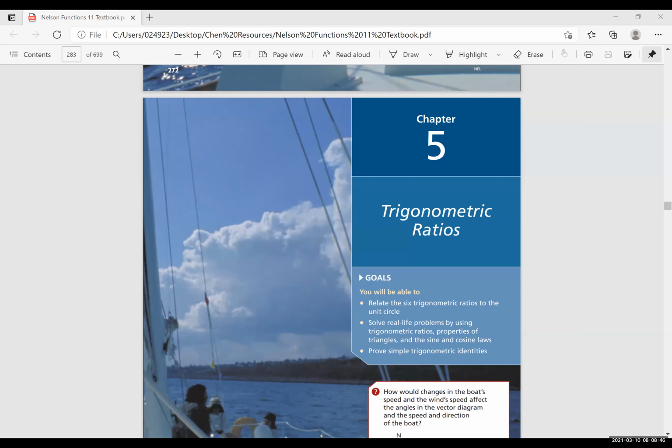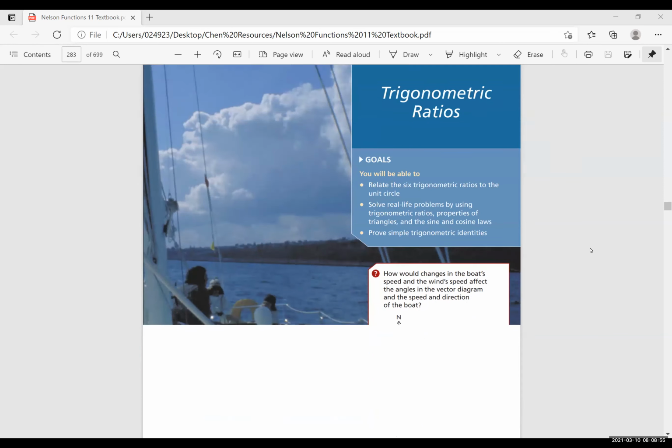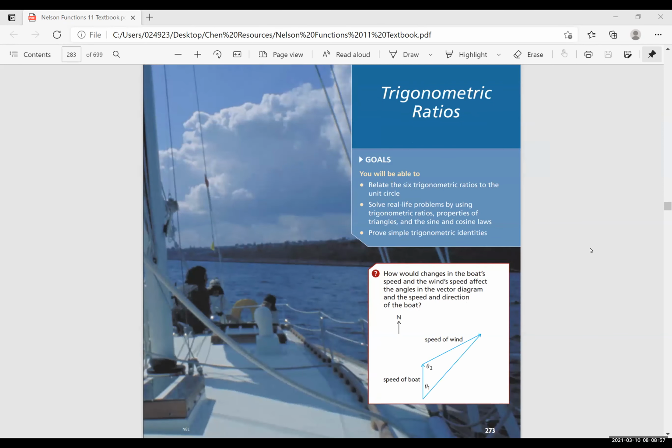In this video, what we're going to do is continue on with our new lesson on trigonometric ratios. From your textbook, this is found in chapter 5, on page 273. And again, hopefully, what we're eventually going to do through this cycle, we're going to take a look at trigonometry.